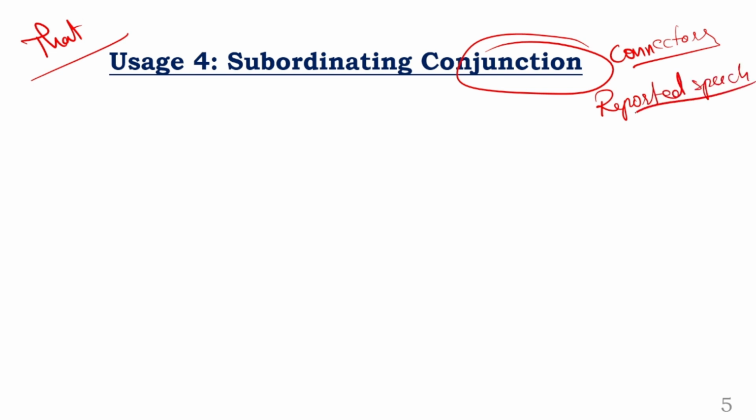What is a reported speech? We have direct speech and indirect speech. The indirect speech itself is called reported speech. You are reporting something to the other person. So in that scenario, you combine the two clauses with the conjunction.